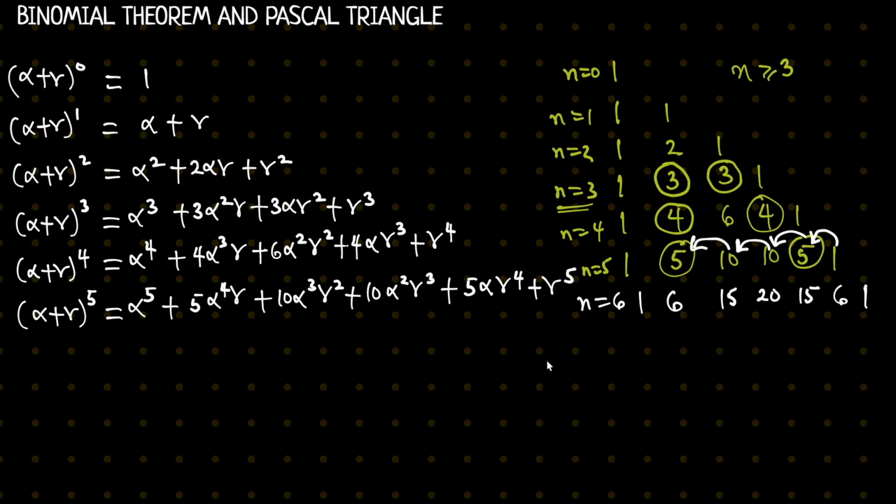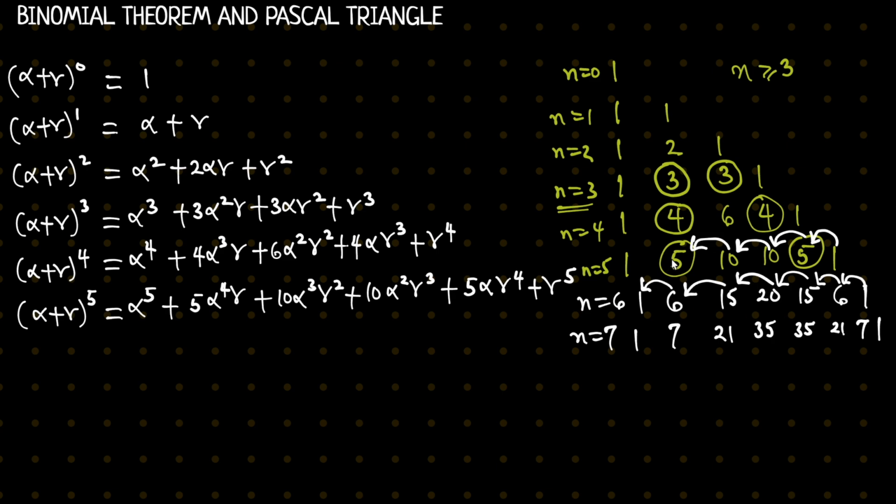We can also do that for n equal to 7. It starts with 1. 1 plus 6, 7. 15 plus 6, that is 21. 35. 21. 7 and 1.